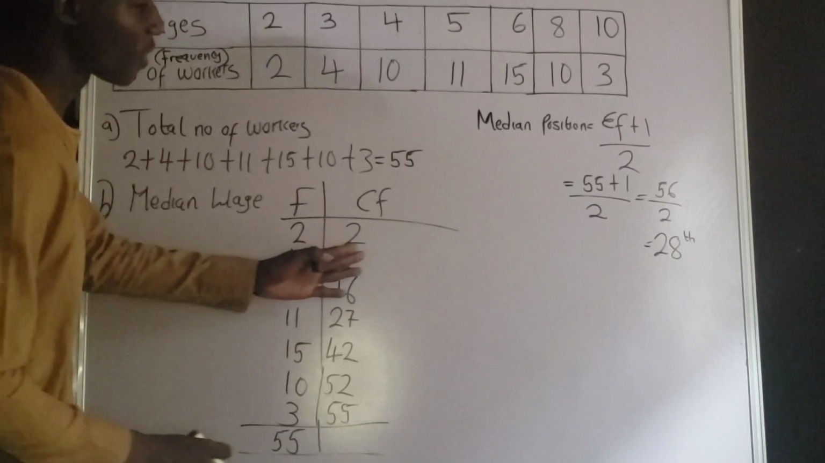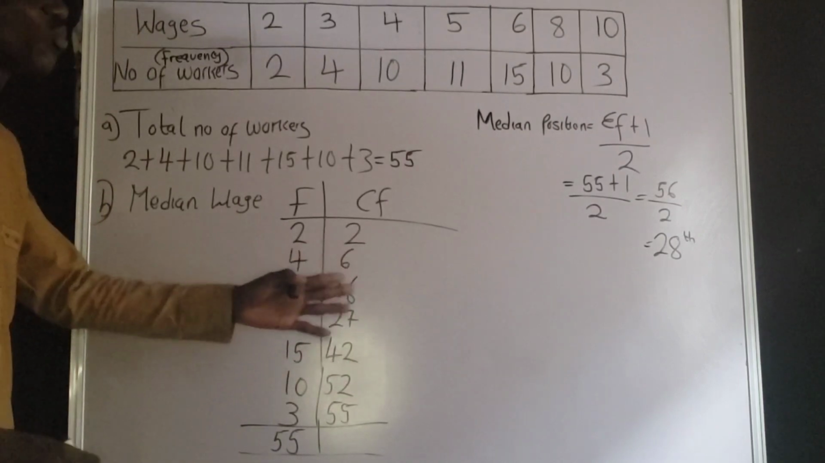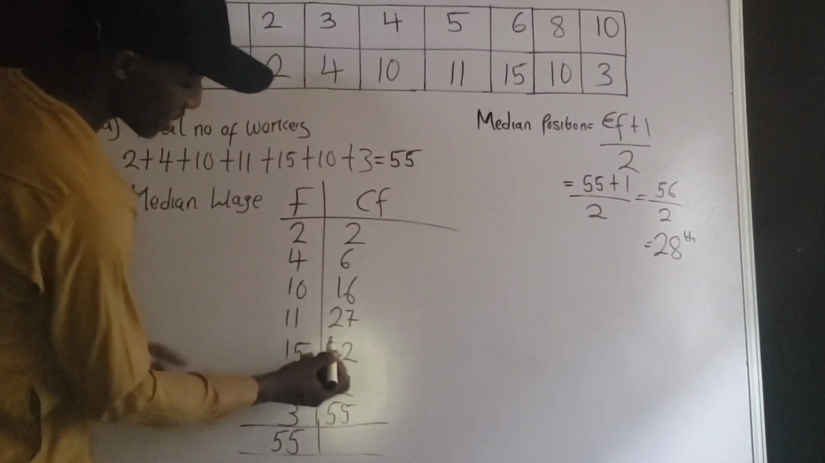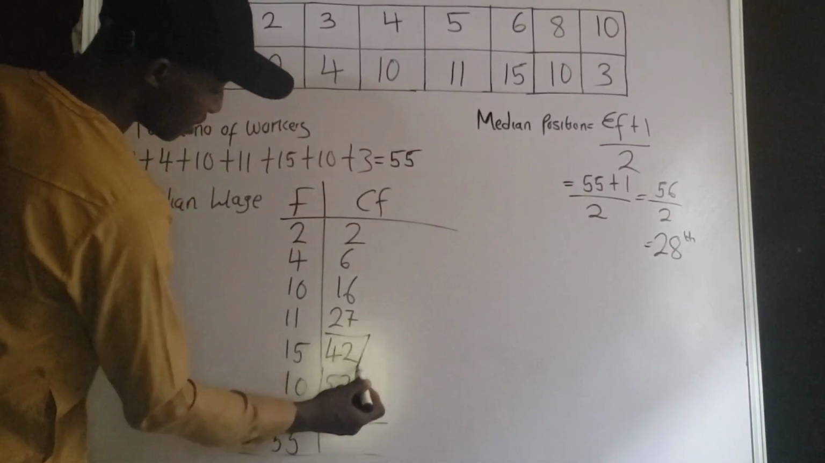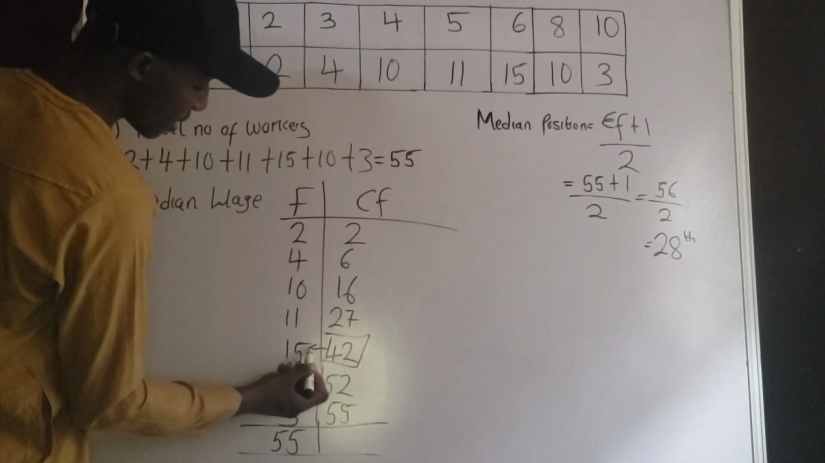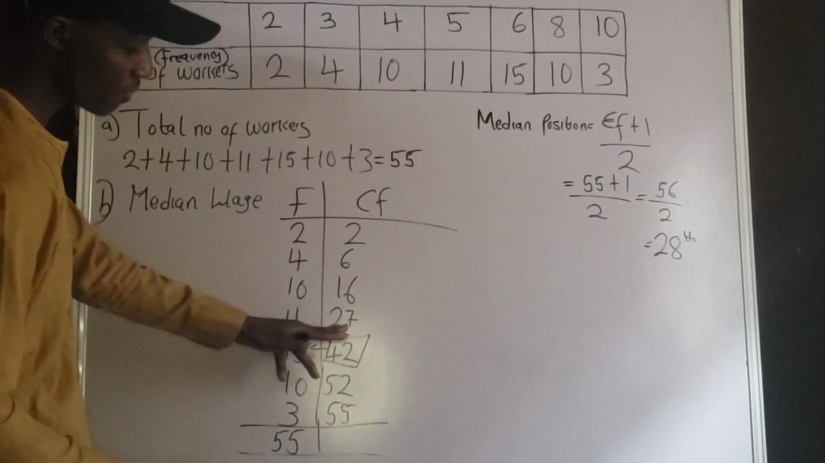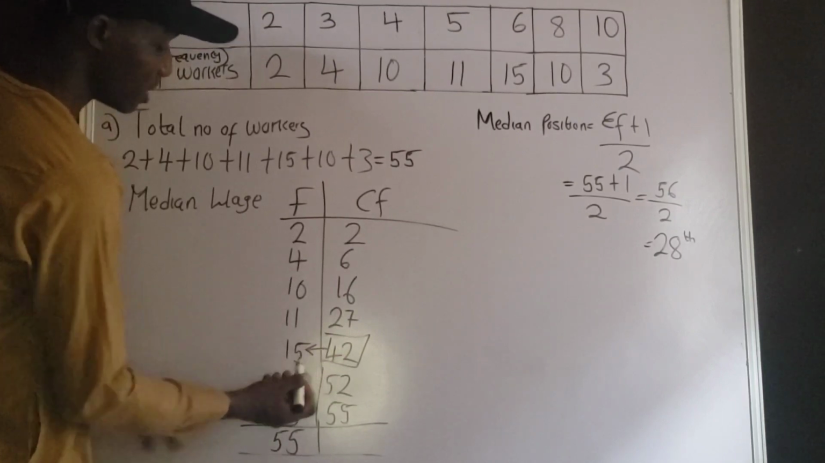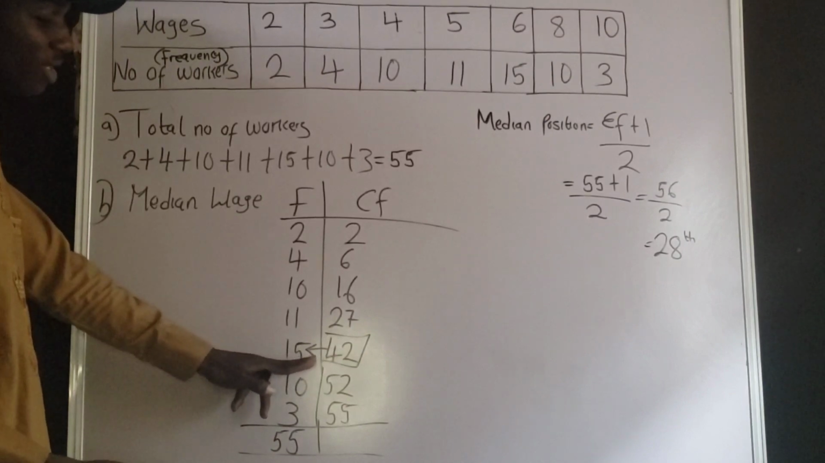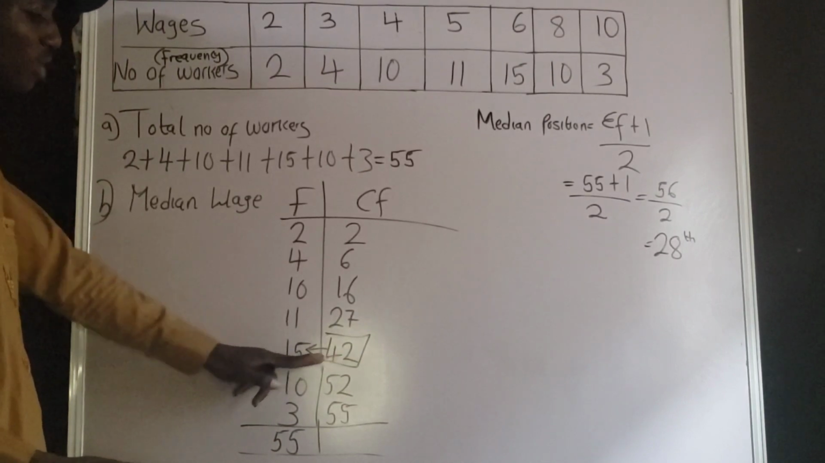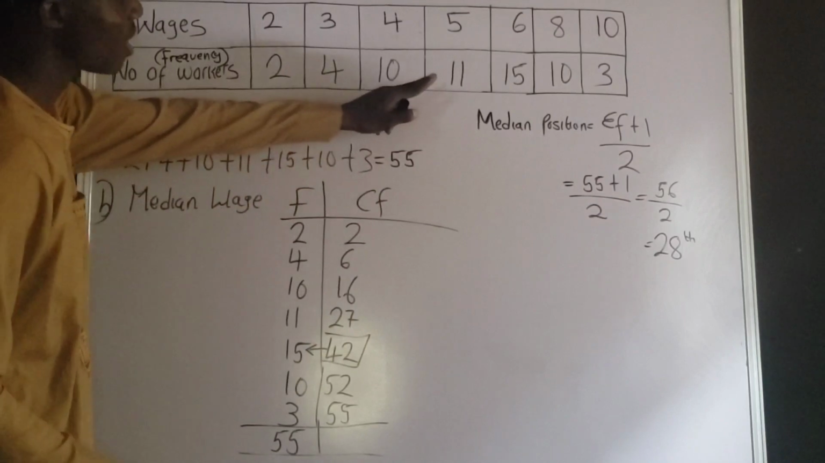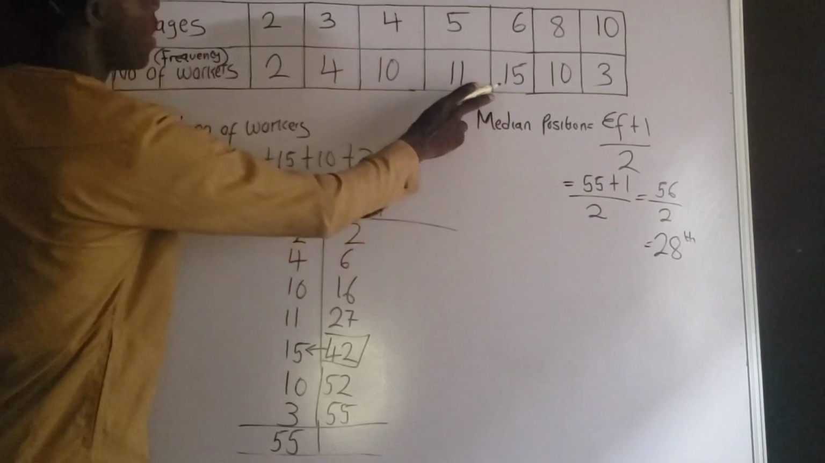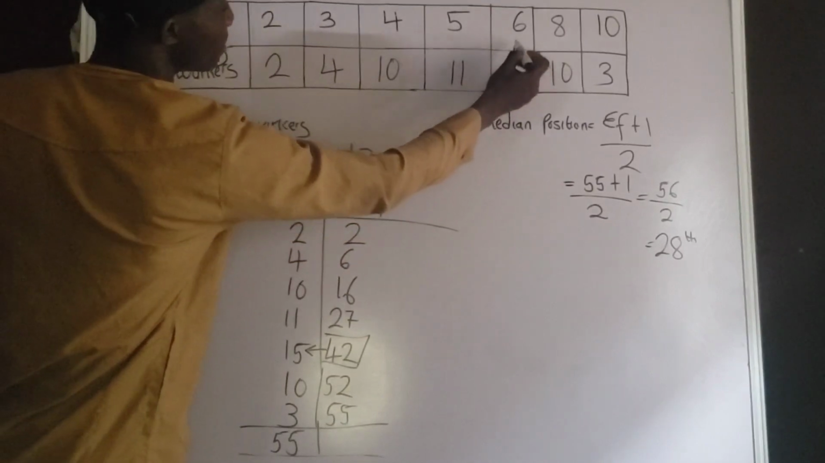Okay, now it is from this cumulative frequency that we are going to check where 28 falls into. Are you getting it? If you check, you can see that 28 falls around this place, around this 42. Because 28 is greater than 27, we cannot choose this, but 28 is less than what? 42. So 28 falls around this place. The frequency that corresponds to 42 is 15. So we are going to go back to our table and look at the wages that correspond to 15. That is what? 6.